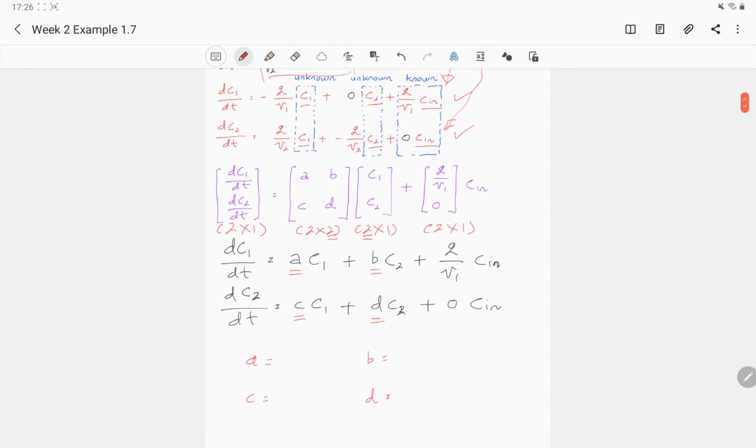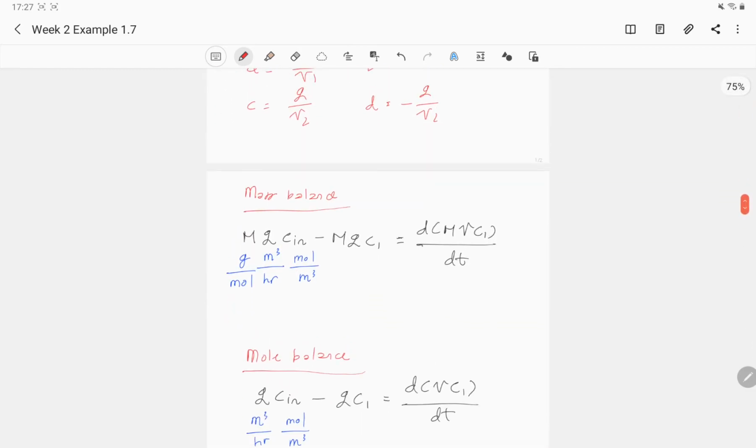Then following the rule of the matrix, we can know that the A in here will be equal to minus Q divided by V1, which is this term in here. And then B should be equal to 0, which is this term in here. And then C in here will be equal to Q divided by V2, which is this one. And then D should be equal to this term in here, minus Q divided by V2. That basically explains how we get that particular matrix in the slides.